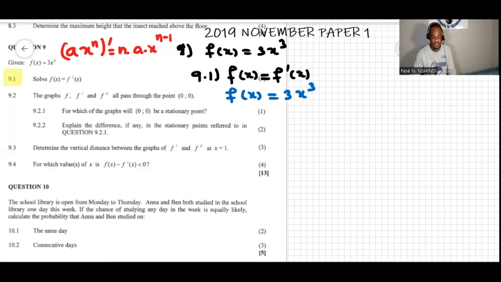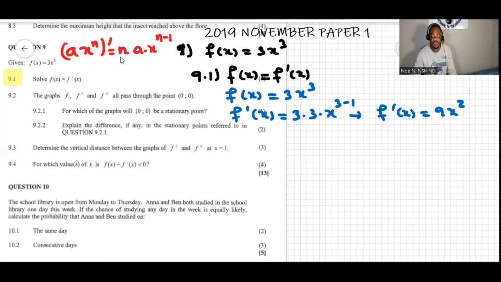So in this situation, because f of x is just 3x to the power of 3, f prime of x would then be, okay, this is a and this is n. Following this formula, it's going to be 3 times 3 times x to the power of 3 minus 1. So f prime of x will be equal to 9x squared.